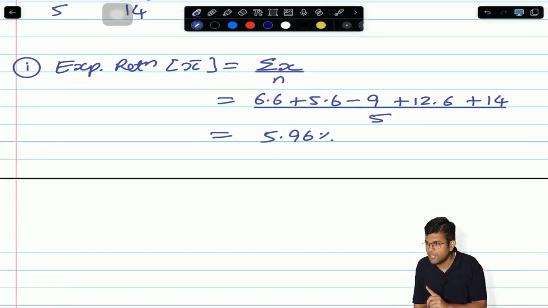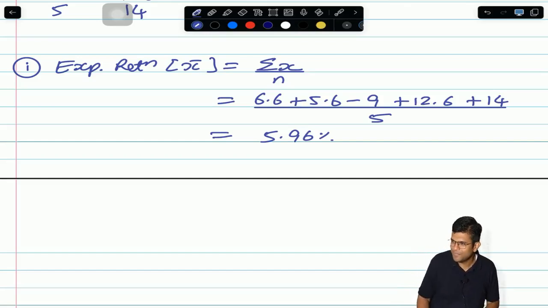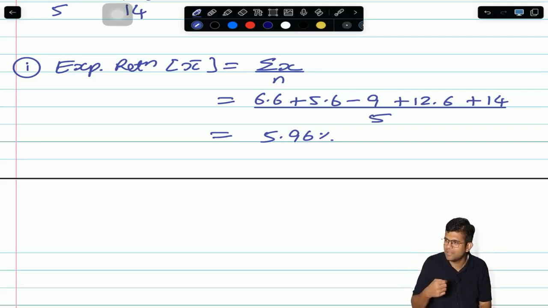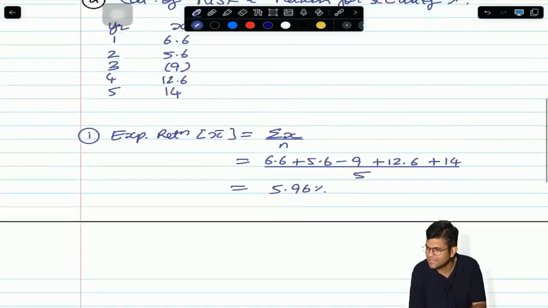Now listen to my next sentence. To the degree you are not sure, to that degree there is risk. Everybody, are you able to understand? To the degree there is uncertainty, to that degree there is risk. Come on, everybody remembers now. Risk is defined as uncertainty. So I am uncertain about 5.96. That means this share has risk.